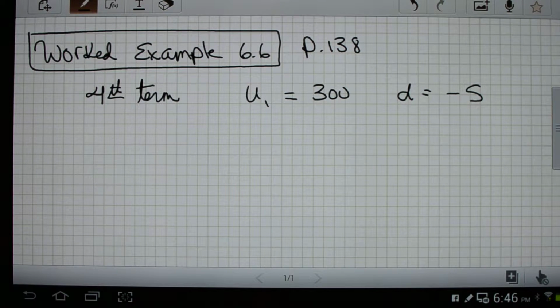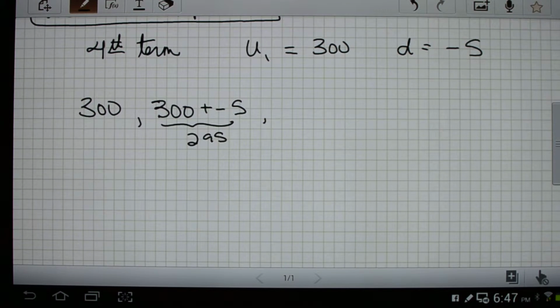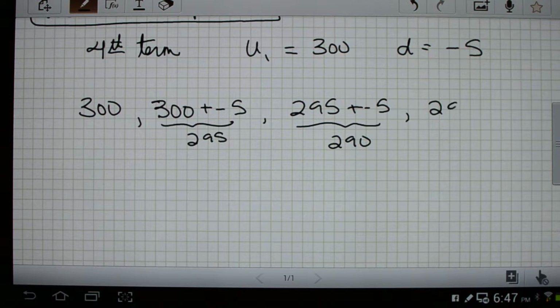Well, the book kind of did it the long way. They just did first term, then second term, third term, fourth term. And you can certainly do that. You don't really need the rule for this. First term is 300. The common difference is -5, so you are basically adding -5 each time. So 300 plus -5 is the second term. And the third term is, so this is 295. So the third term would be 295 plus -5, which is 290, and then the fourth term is 290 plus -5.